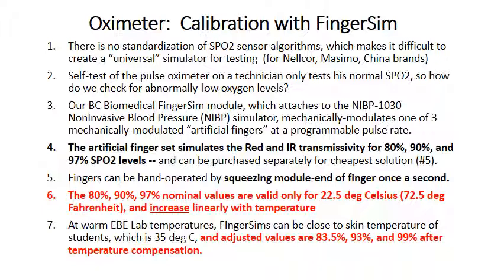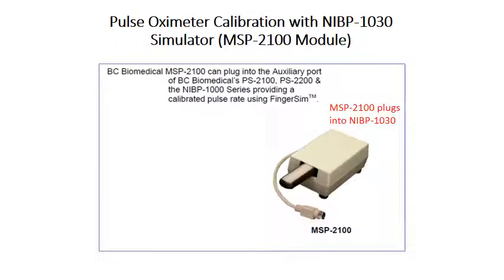And bear in mind that if you use these finger sets, they do depend on temperature. So typically the levels of SpO2 will go up with warmer temperatures in a linear fashion. So this is the accessory that goes with the BC Biomedical non-invasive blood pressure simulator. Basically, it's just a stepper motor which can be rate changed to depress the end of the FingerSim. As I mentioned before, you can do that manually with your finger, and although you won't get an accurate heart rate, you should be able to get pulse oximeter saturation.